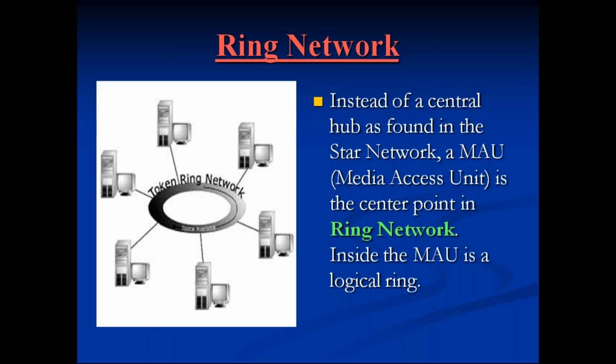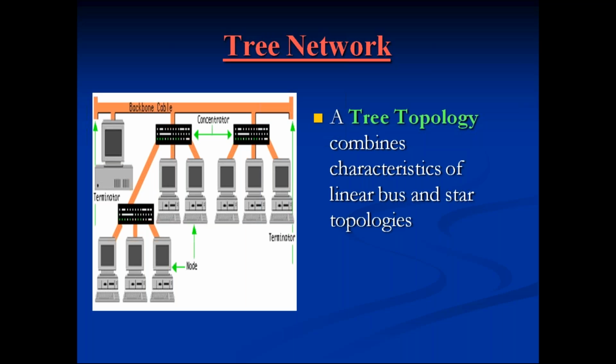This is ring network. This is also not used nowadays. Token ring network, like ring type, one device will come instead of a central hub as found in the star network. Media access unit is the center point in the ring network. Inside the media access unit is a logical ring. This is the network. It was also used in olden days. Nowadays we are not using it.